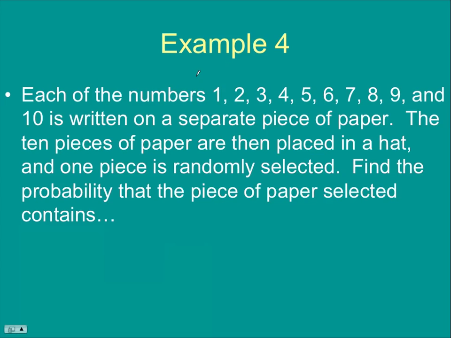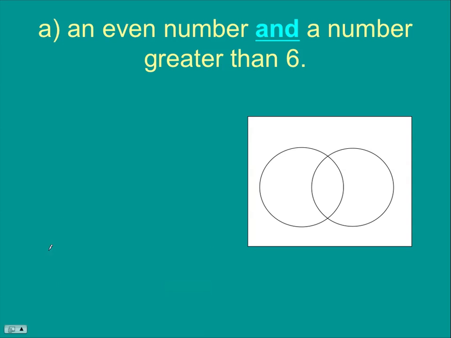In example 4, it says each of the numbers 1 through 10 is written on a separate piece of paper. The 10 pieces of paper are then placed in a hat, and one piece is randomly selected. Find the probability that the piece of paper selected contains an even number and a number greater than 6. Let's just use a little Venn diagram here to help us out. We'll let this be our evens, and we'll let this be greater than 6.